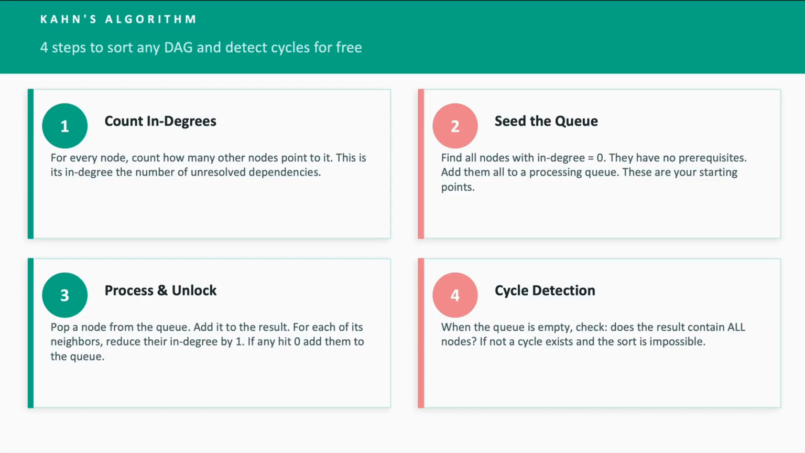The fourth step is cycle detection. When the queue is empty, you check if your result contains all the nodes. If yes, you have a valid topological order. If no, some nodes were never unlocked, which means a cycle exists and the sort is impossible.